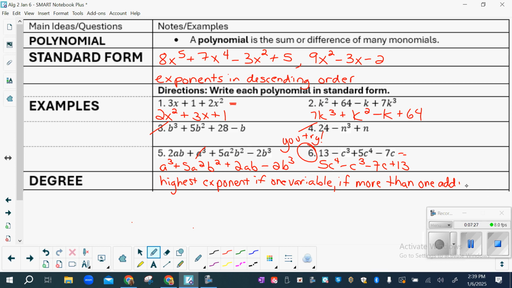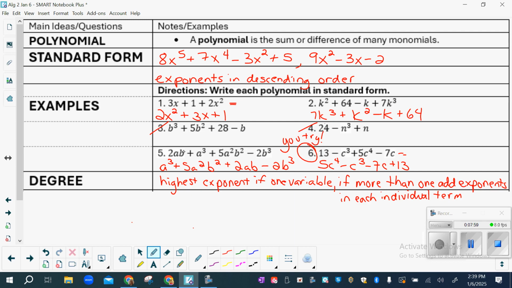Add the exponents in each term, and it's in each individual term. So the degree ends up being the highest of those. 5 is the only one that I have there that has more than one variable. So we look at each individual term.